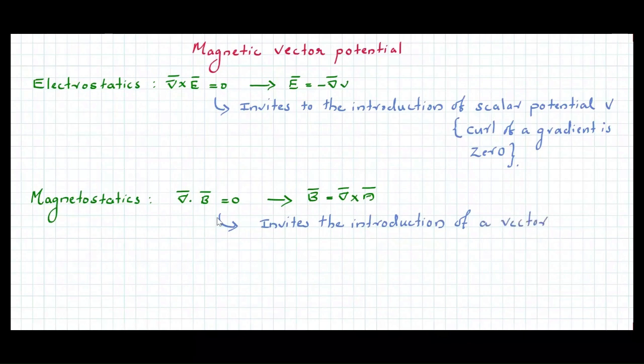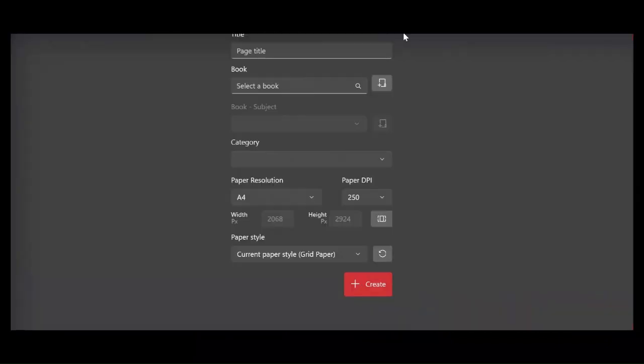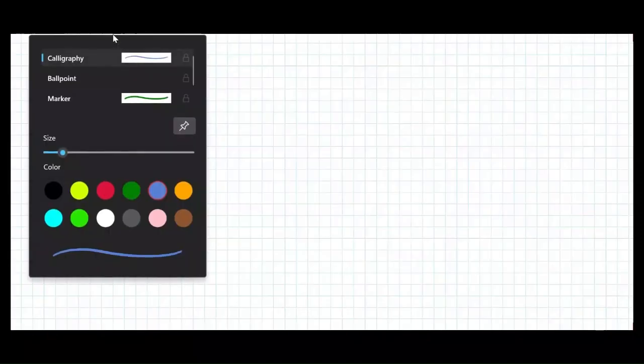is equal to del cross A. When del dot B equal to 0, we can write B is equal to del cross A. Del dot B is equal to 0 invites the introduction of a vector potential A in magnetostatics. Mathematically, this is true because the divergence of a curl is 0. So when del dot B is equal to 0, we can write B is equal to the curl of a vector function.